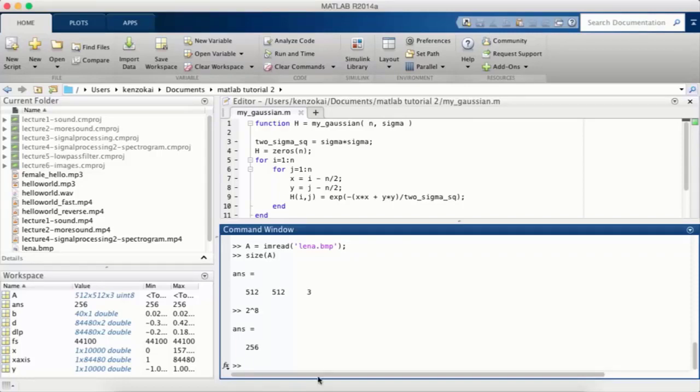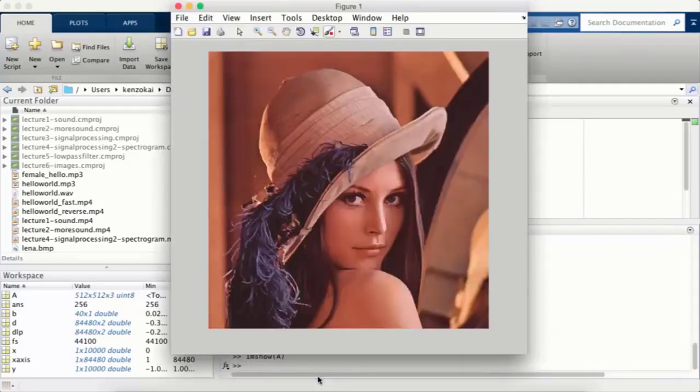There's a function called imshow that will essentially plot the matrix as an image. So that's the image, the famous Lena image that's used for image processing.